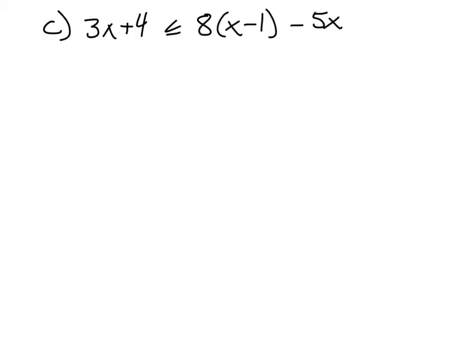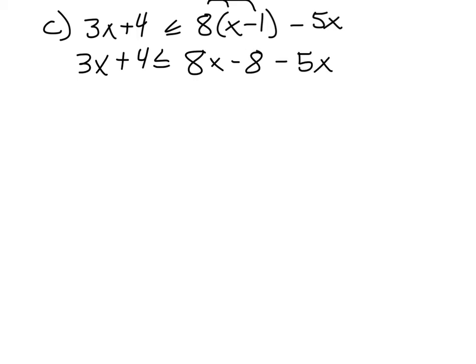Another example here. The goal is to get x by itself. We're trying to solve to see what x is. The first thing I'm going to do is distribute this 8 inside. So I'll have 3x plus 4 is less than 8x minus 8 minus 5. Now I should combine like terms, and bring all like terms to the same side of the inequality. So I'm going to combine like terms over here. I have 8x minus 5x on this side, so 8x minus 5x is 3x, and then I have the minus 8. I'm going to subtract 3x from both sides.